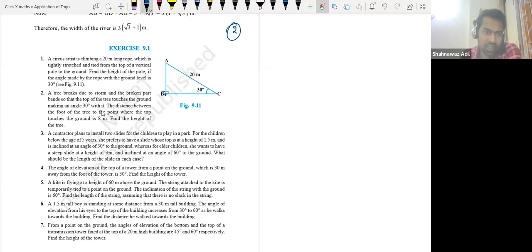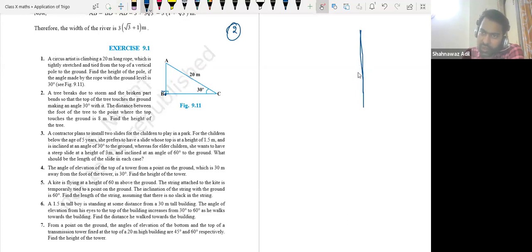If a tree breaks due to a storm and the broken part bends so that the top of the tree touches the ground, making an angle of 30 degrees. So let's say we have some trees. So we have this tree, and some storm comes.